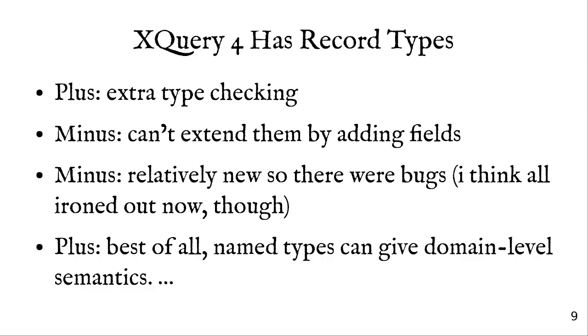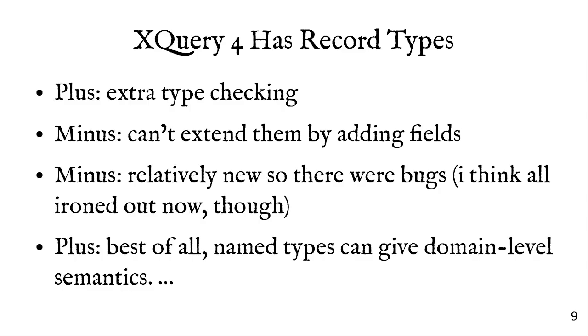Nice new thing in XQuery 4, and we were using some of the draft features from XQuery 4 in this project. A nice feature is record types, and a bonus, a plus, a benefit of these is extra type checking, which is great. Minus, as we'll see in a minute, is you can't extend them, which is a recent change, but it makes them less useful for things in an API than they were. Another minus for us was that they're relatively new, so there were bugs.